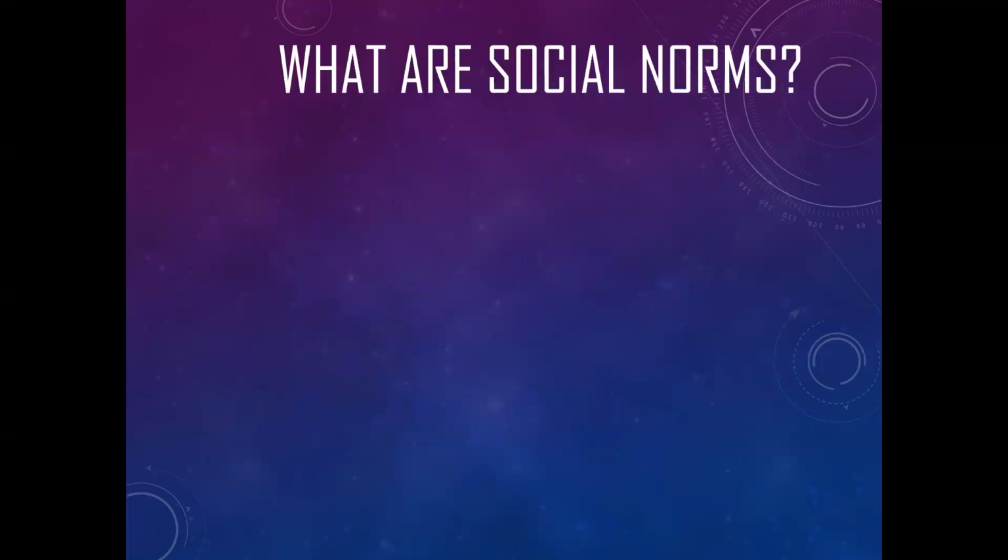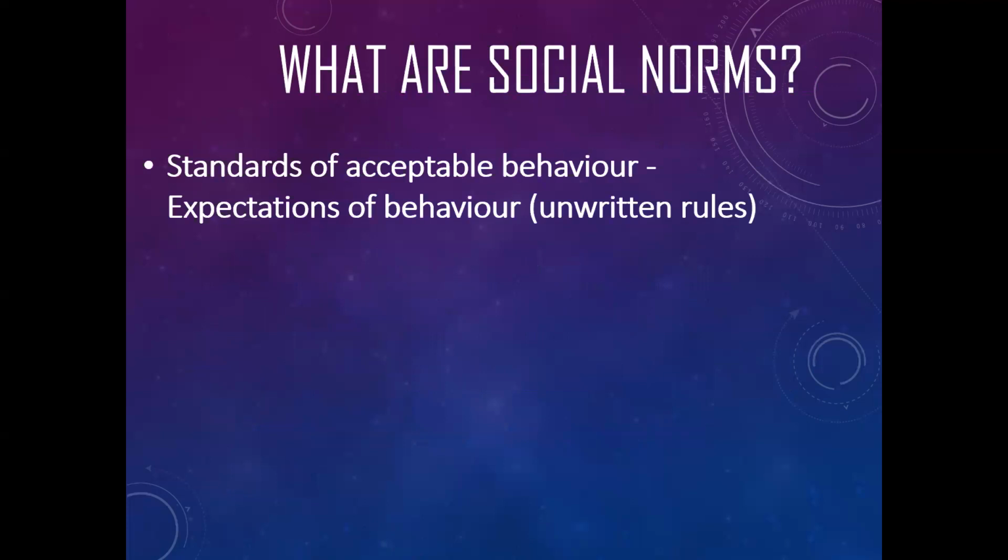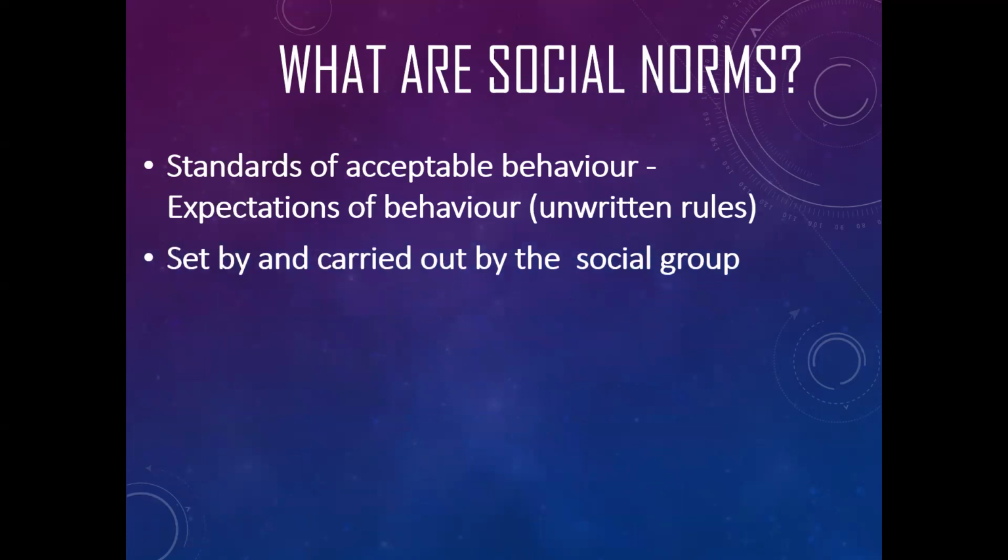I can hear you asking, well, let's just reclassify what's social norms. Well, these are the standards of acceptable behavior, the expectations of behavior. These are the unwritten rules that we are expected to follow. They're not laws, they're not written down, but it's the people within society that actually say this is what we see as acceptable behavior. So it's set and carried out by the social group within each society.